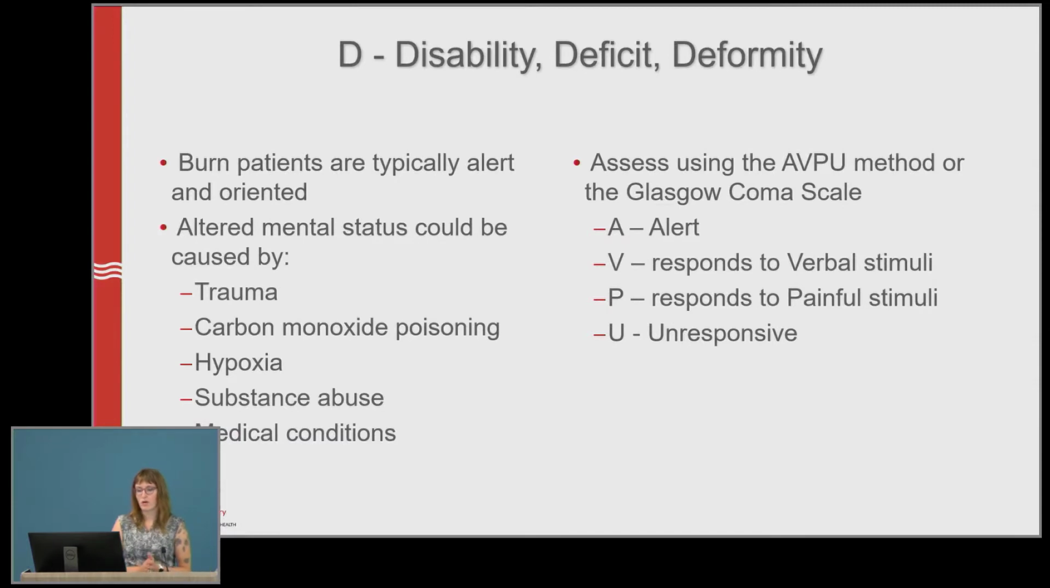For D, burn patients are usually alert and oriented. They should be talking to you. They should be able to recall what happened. If they have altered mental status, again, we have to be looking for something else. So trauma would be a big cause. If they were in an enclosed fire, we think about carbon monoxide poisoning. If they maybe have an inhalation injury or they have a pneumothorax, it could be hypoxia. Substance abuse can be a cause in burn patients, but I don't like to assume that first. We need to rule out other causes. And then obviously medical conditions can lead to altered mental status, like stroke or something else that may have caused them to fall into a fire. When you're assessing their level of consciousness, we want to use the AVPU method or the GCS.